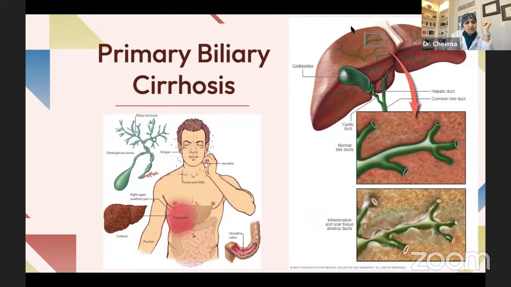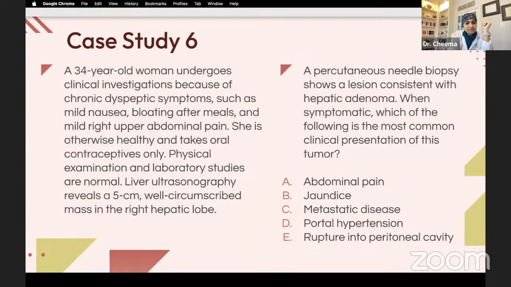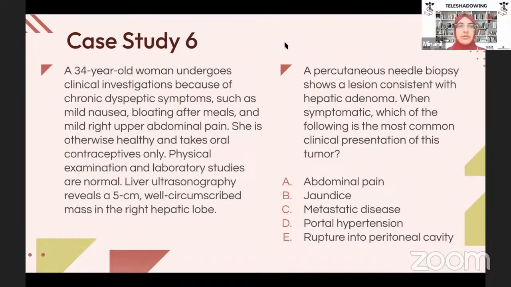All right, so let's move on to our next case study. Case study 6: a 34-year-old woman undergoes clinical investigations because of chronic dyspeptic symptoms, such as mild nausea, bloating after meals, and mild right upper abdominal pain. She is otherwise healthy and takes oral contraceptives only. Physical exam and lab studies are normal.